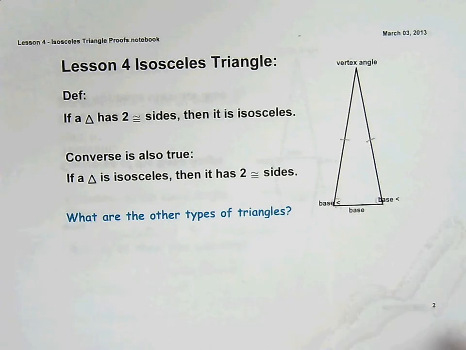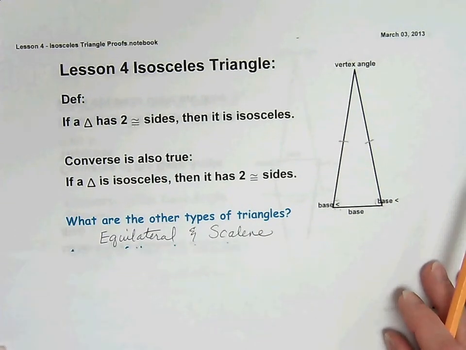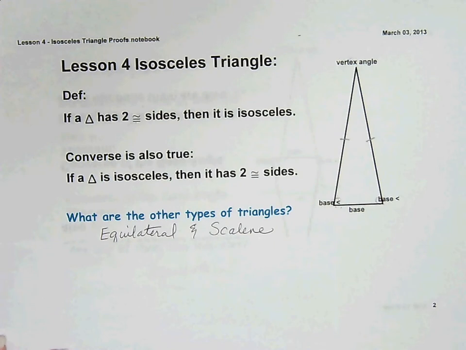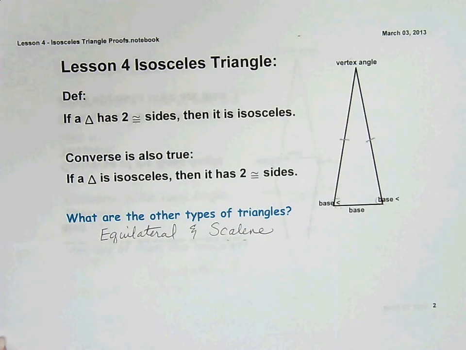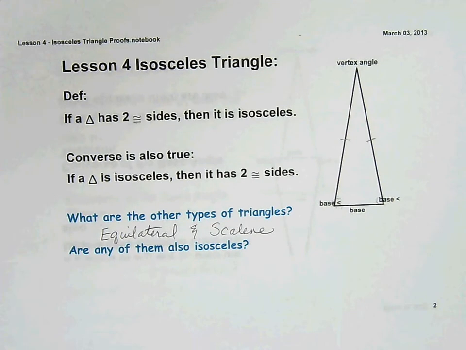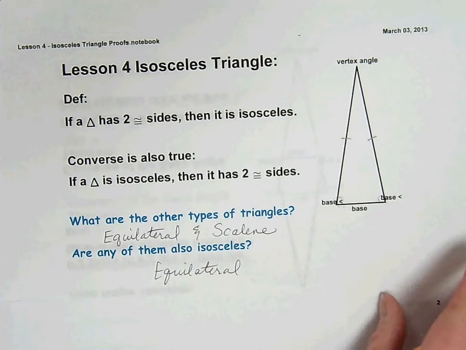Okay, so based on side lengths, what are some other classifications of triangles we know about? Well, isosceles, we're just defining as two congruent sides. There are also equilateral triangles, which means all of their sides are congruent, and scalene, which means none of the sides are congruent. Okay? So can any of these be isosceles? Well, if a triangle is equilateral and all the sides are congruent, then at least two sides are congruent. So equilateral triangles are also isosceles triangles.